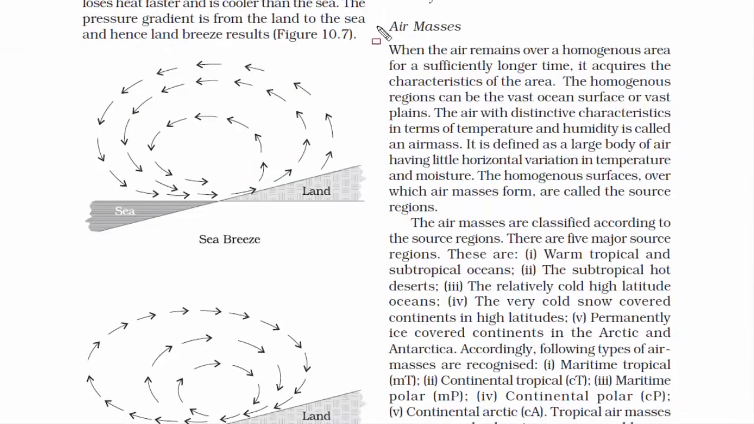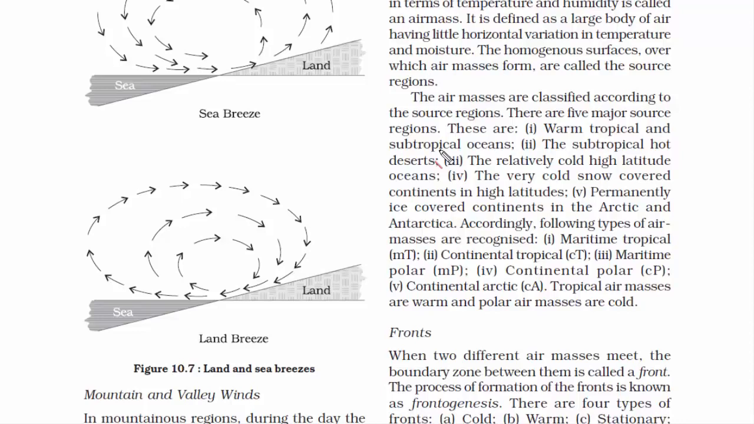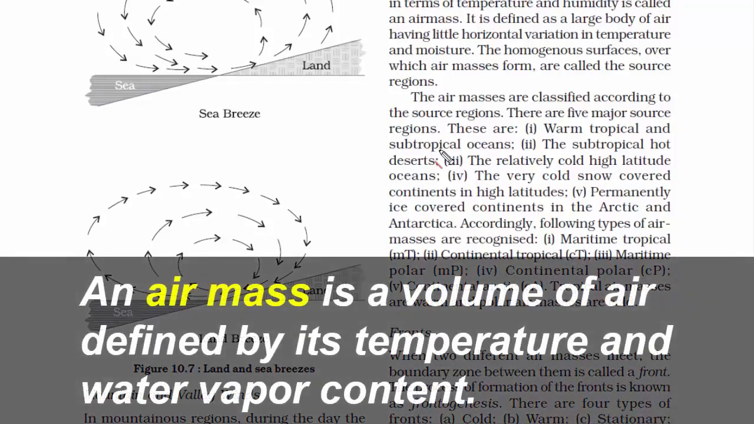Now we will read about air masses. First of all, let's understand the meaning of the word air mass. By air mass, we are talking about the weight of the air. So to find the weight of the air, we will have to consider what all exists in the air. For example, we know there is water vapor, moisture in the air. And we also know that air is both warm as well as cold based on the surrounding temperature. Therefore, we can say that an air mass is a volume of air defined by its temperature and water vapor content.